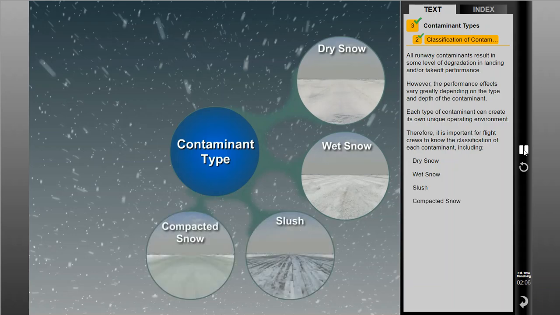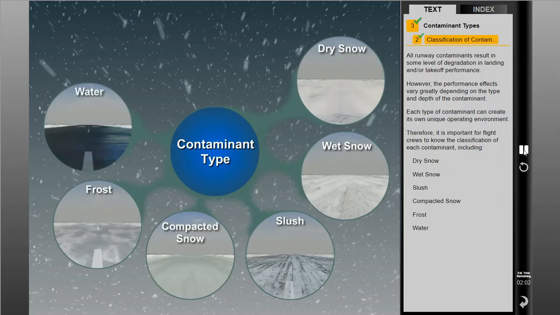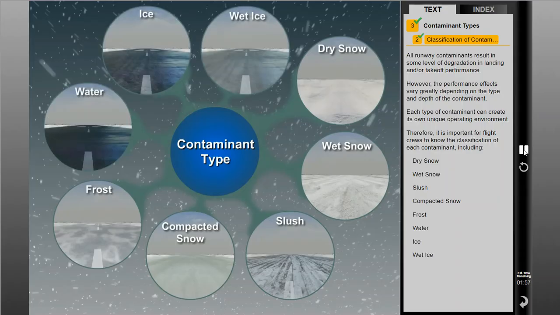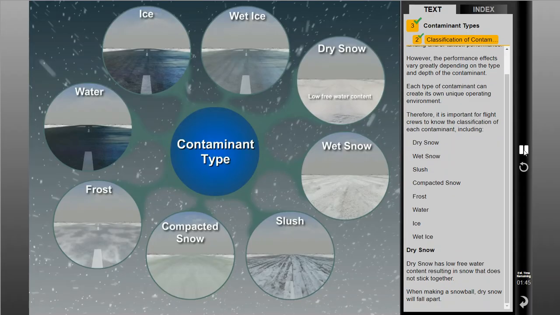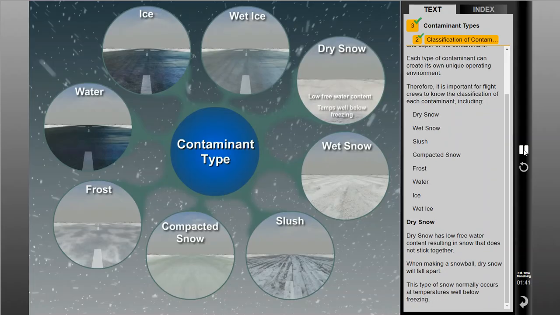compacted snow, frost, water, ice, and wet ice. Dry snow has low free water content, resulting in snow that does not stick together. When making a snowball, dry snow will fall apart. This type of snow normally occurs at temperatures well below freezing.